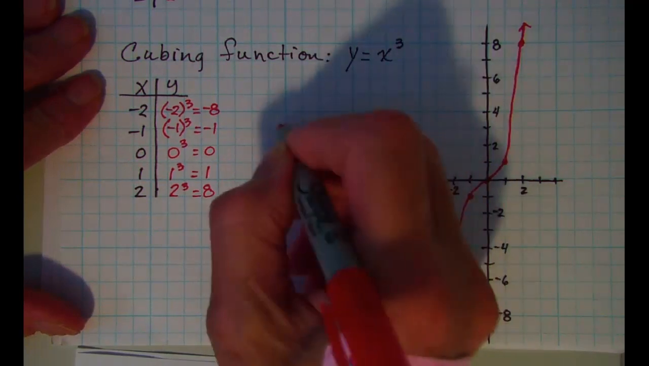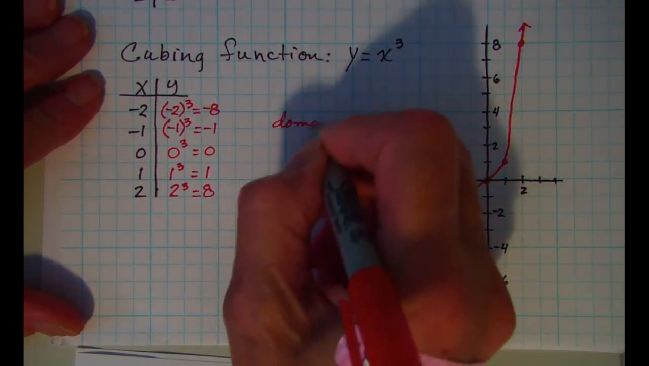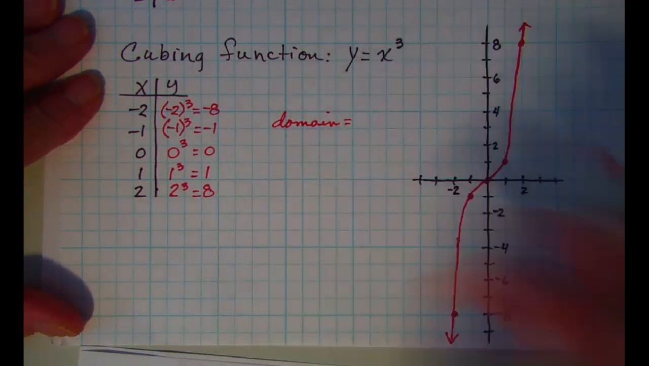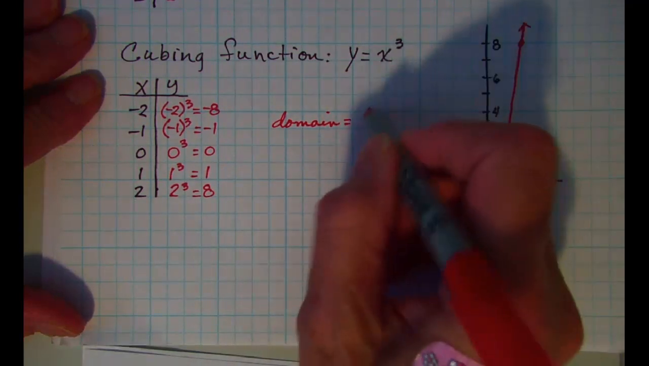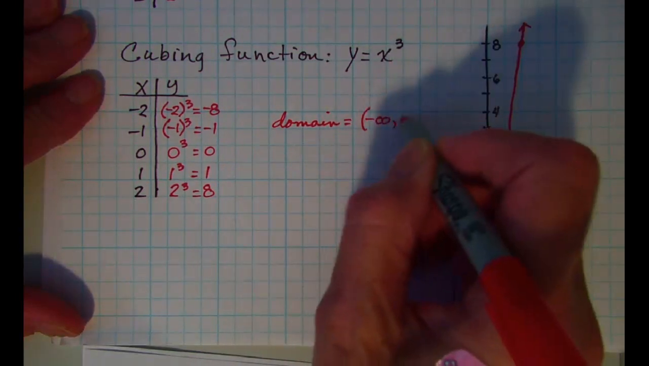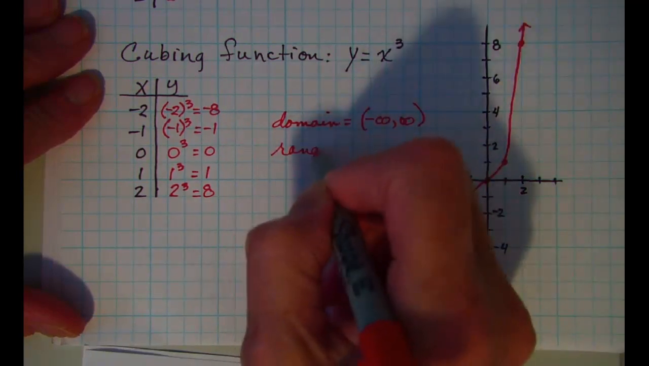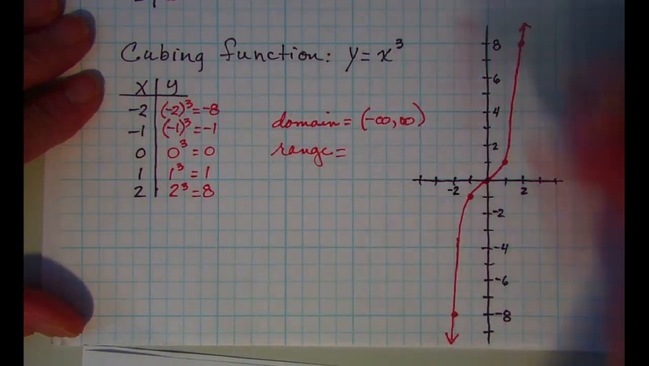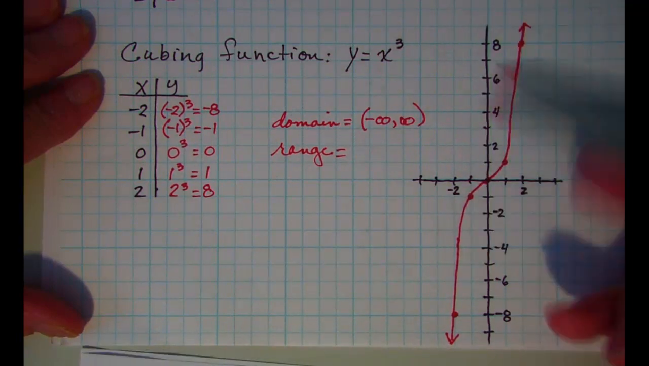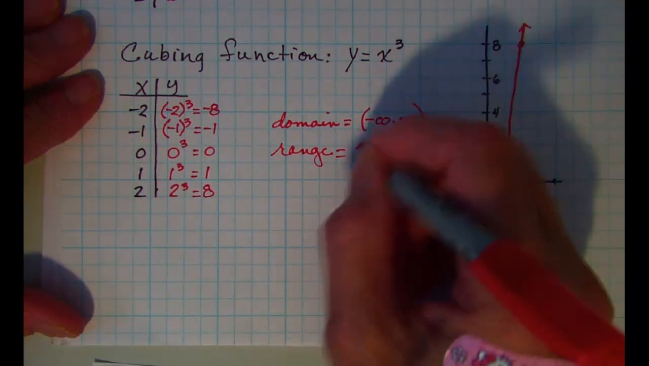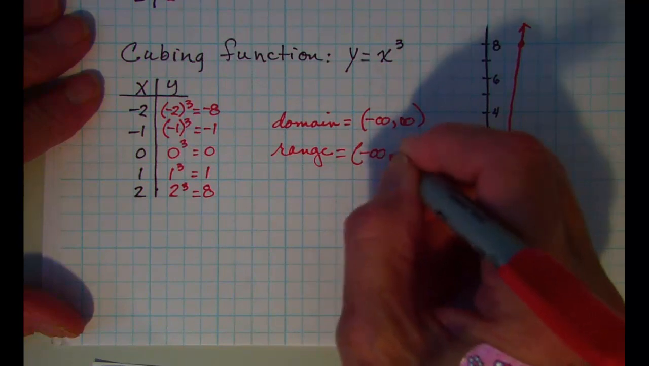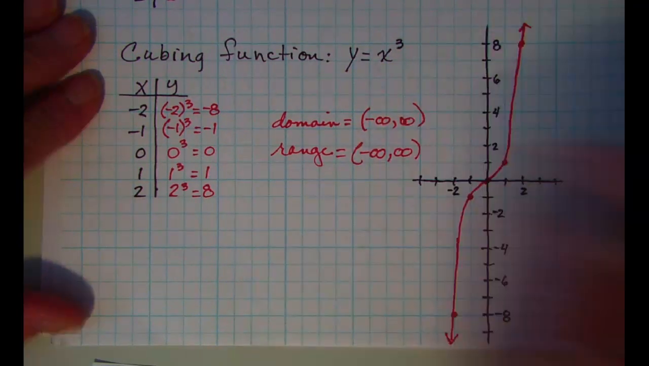Our domain on this function is all real numbers, and the range is also all real numbers, up and down. So negative infinity to positive infinity.